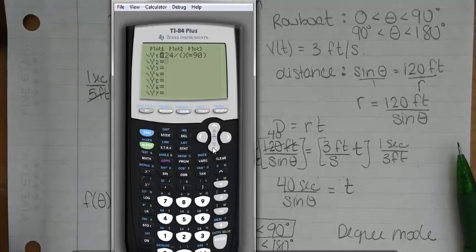And then for my second one, it's going to be 40 divided by sine of your angle. And in this case, my angle is going to have to be x. And then I'm going to divide that by my Boolean variable that says that I need to be somewhere between 0 and 90 degrees.